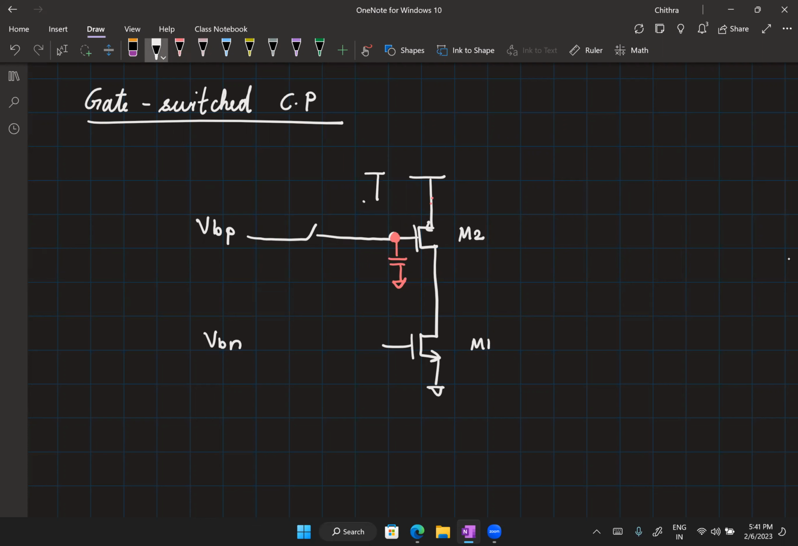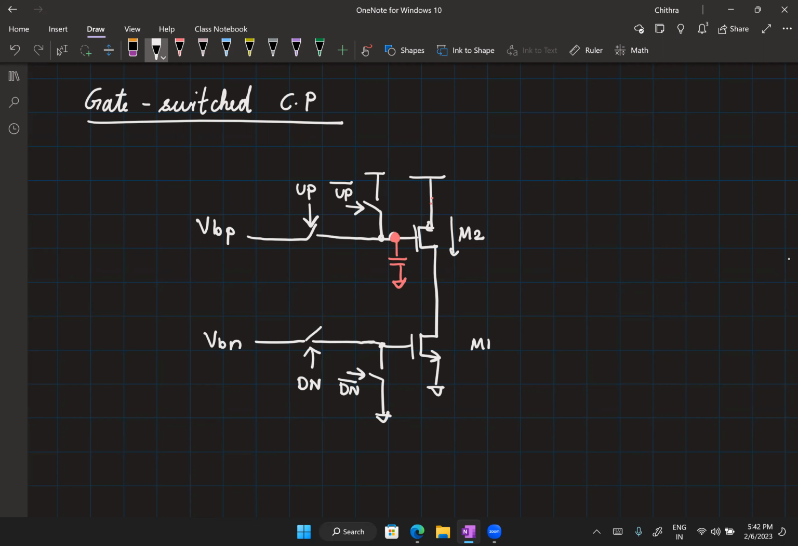So we'll have to connect another switch here. Now, when do we want the switch to be on? What should I connect here? Up or up bar? So when up is high, that is when we want the current to be on. And when up bar is high, we'll want this to connect to VDD. So the same logic applies here as well. So we will have down switch connecting here and down bar switch connecting here. So this is a gate switched charge pump circuit.